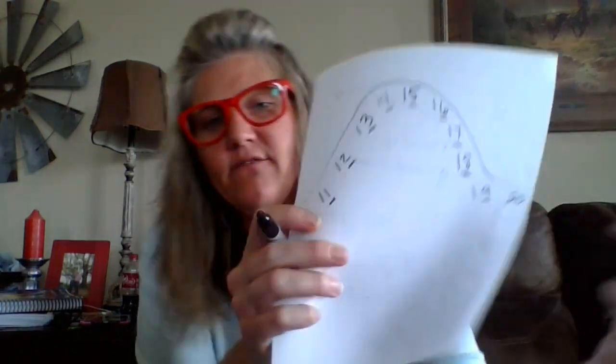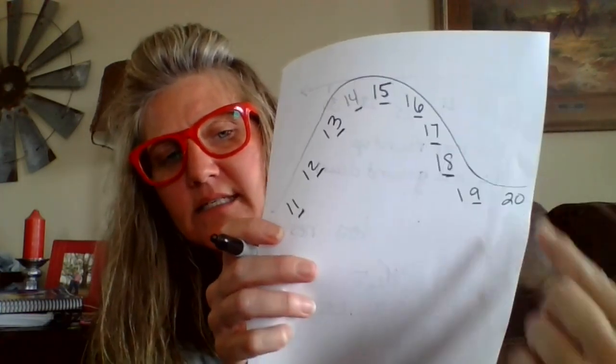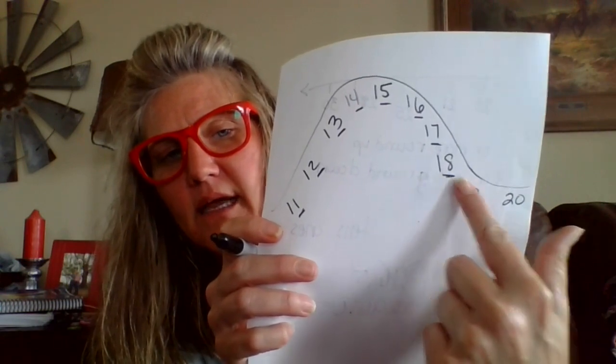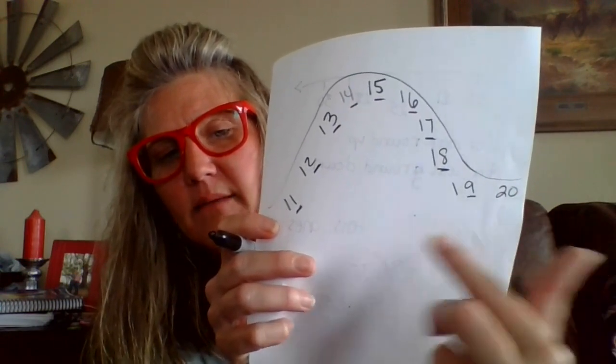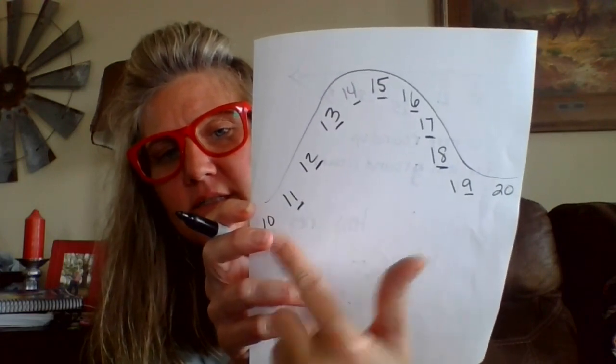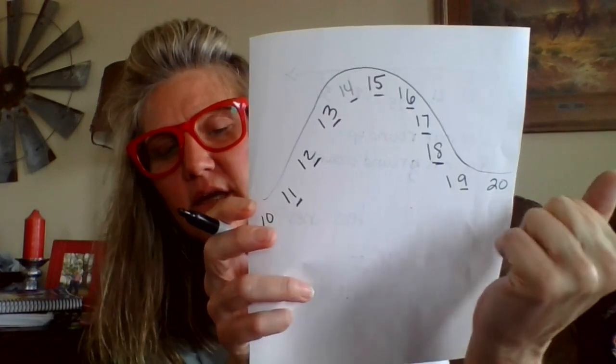So if you have a 5 in your ones place, you're rounding up. 6 up, 7 up, 8 up, 9 up. If you have a 1, you're rounding down. A 2, down. A 3, down. A 4, down. Okay?